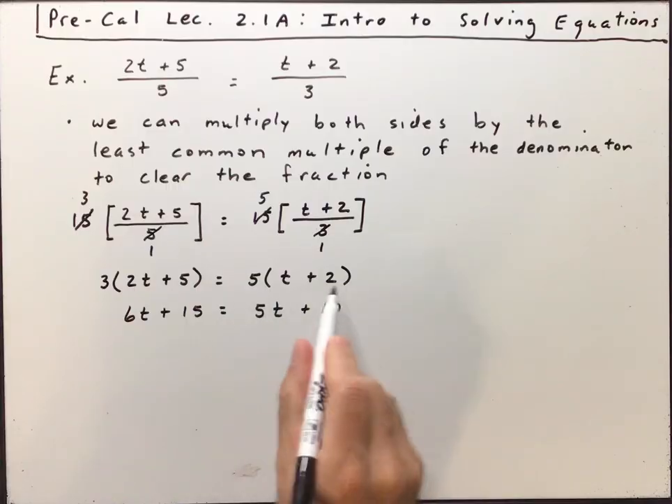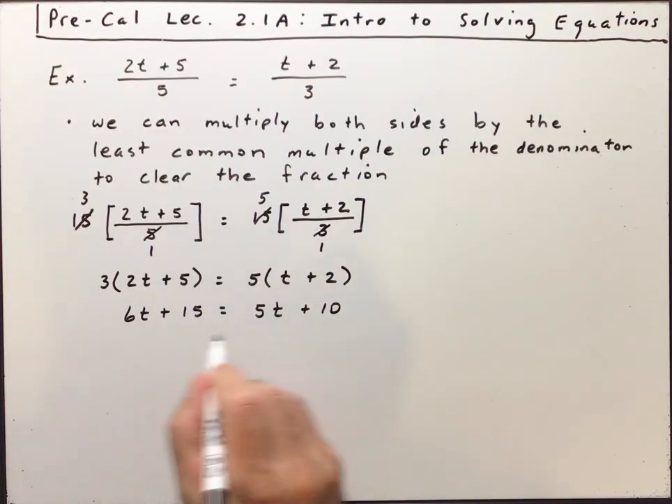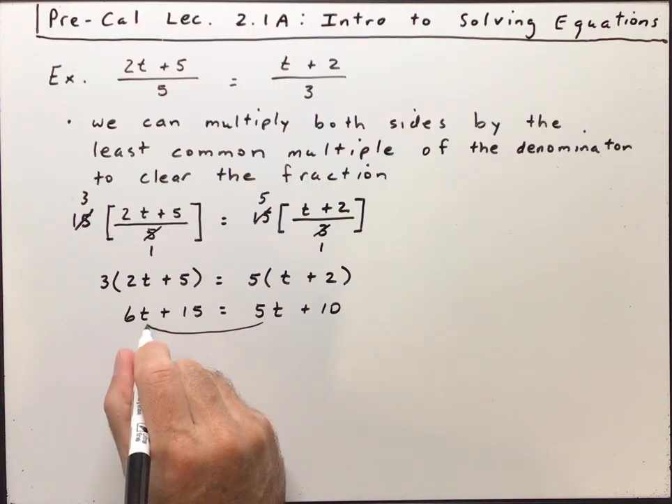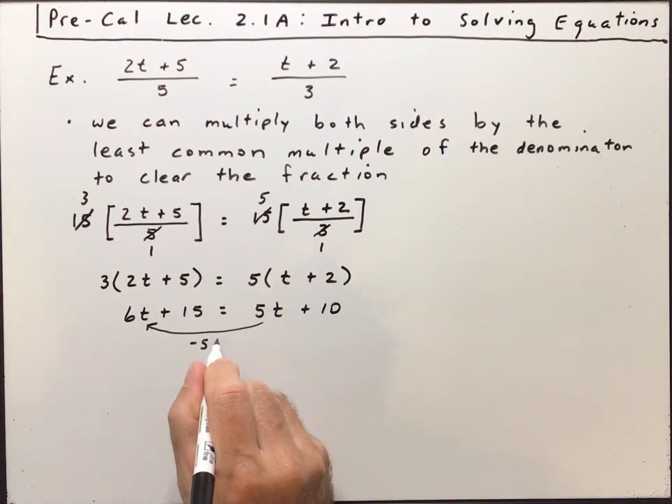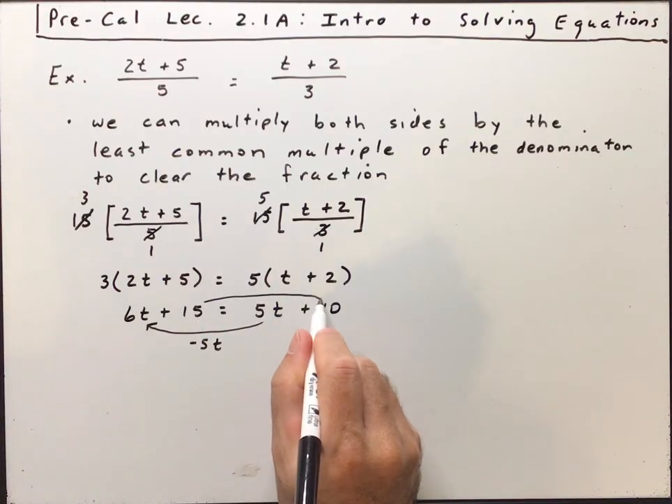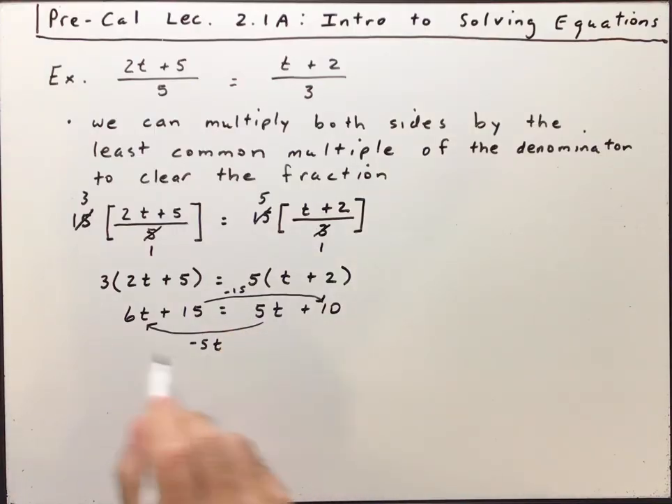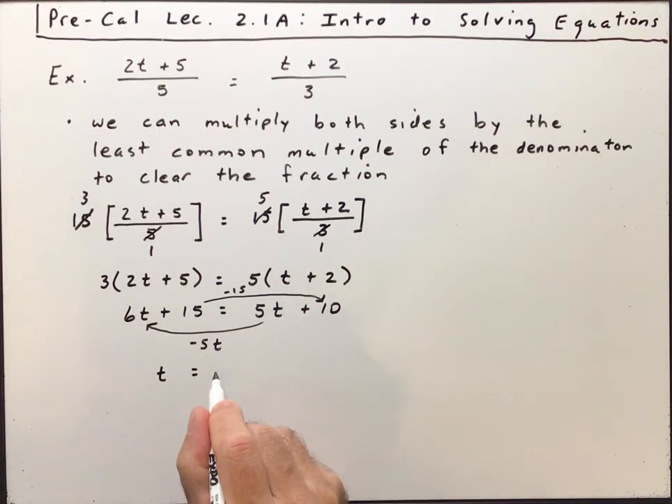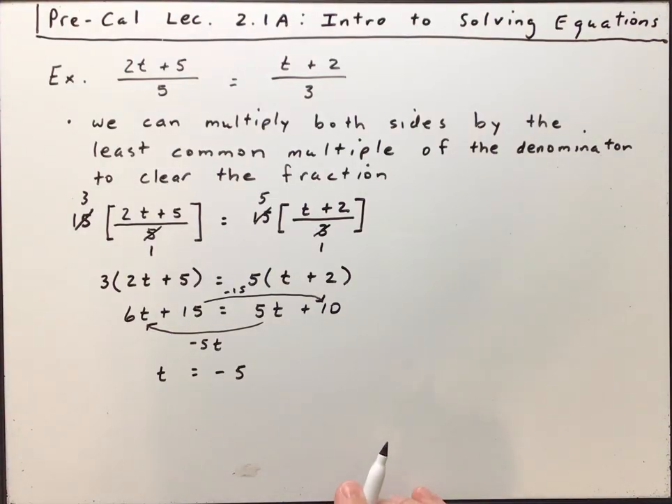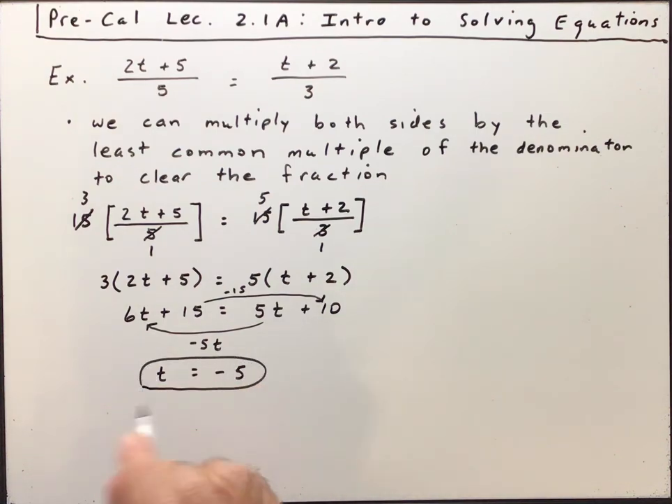Don't forget to distribute across both. All right, and then I'm going to subtract 5t from both sides. So let's move that over. So minus 5t. I'm going to subtract 15 from both sides. So minus 15. Right, and I'm going to just have t is equal to negative 5. All right, so you could plug that in and check that.